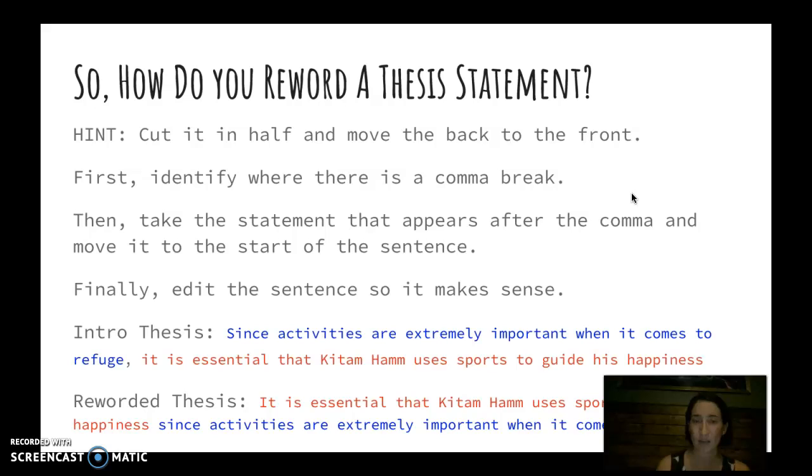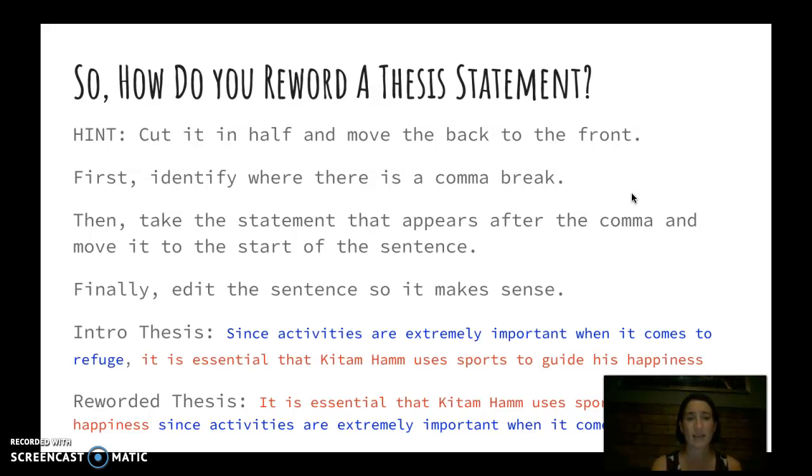Well, you could use a comma to cut it in half and move the back to the front. That's one good idea. Find out where there's a break, where there's a dependent clause and an independent clause, or two independent clauses, depending on if there's a conjunction, like we learned in our comma slideshow a couple weeks ago. And then you take it and you switch it. And then you edit it and add a little more so it makes sense.